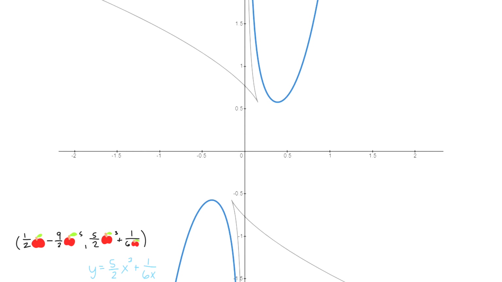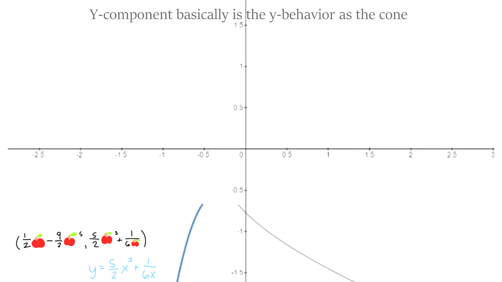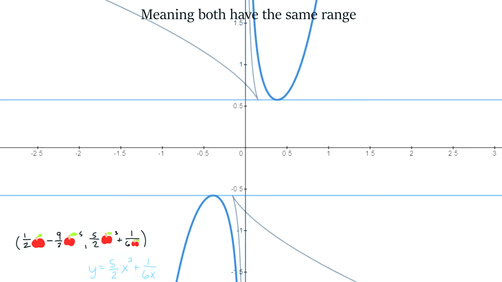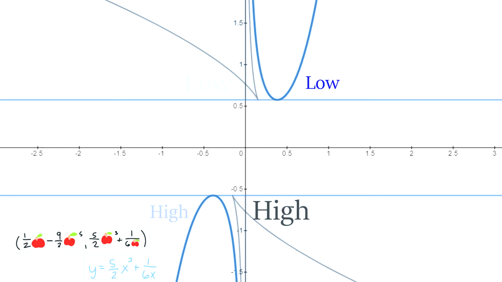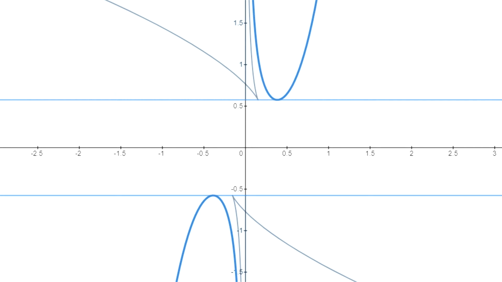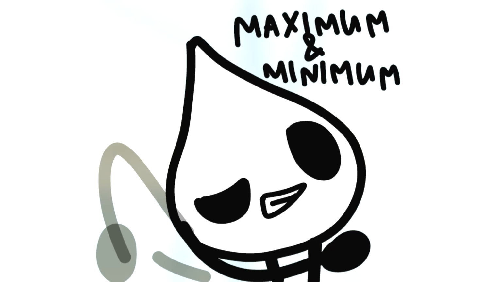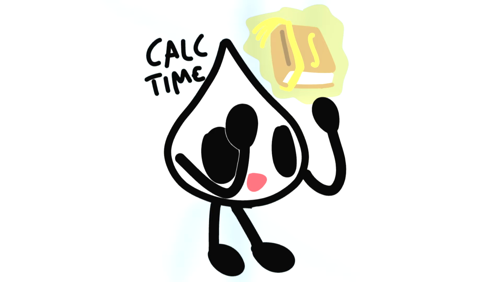component and the cone. Now observe that the y component is just the y behavior of the cone, which also means this and the cone basically have the same range. So wherever the y component meets a higher low, the cone meets a higher low. From this information, we can assume that the y value of the pseudo-foci are the minimum and maximum of the y component. And oh boy, didn't I say minimum and maximum, because it's calculus time.